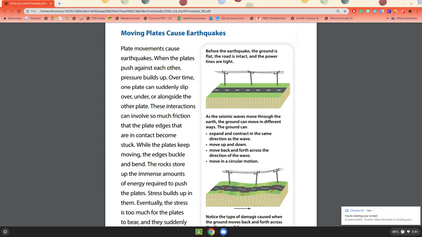So, right here, this is the direction that the seismic wave is moving. Up here, you have what the reaction is. You can see the road is moving. It's kind of like uneven now. The power lines have been turned.